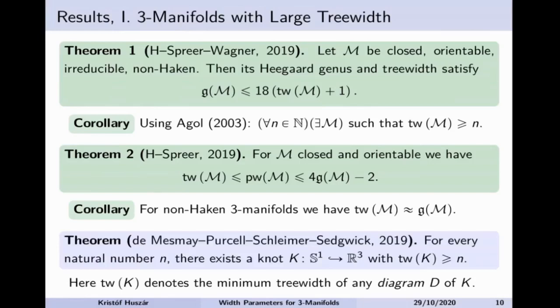All right, so in this context, I would also like to mention a related result in knot theory due to Arnaud de Mesmay, Jessica Purcell, Saul Schleimer, and Eric Sedgwick. They showed that for every natural number n, there exists a knot where the treewidth of the knot is at least n. Now, there is a subtle difference here. They consider the treewidth to be the minimum treewidth of any knot diagram of the knot. This is related, but different from what we consider. We consider the treewidth of the dual graph of a triangulation.